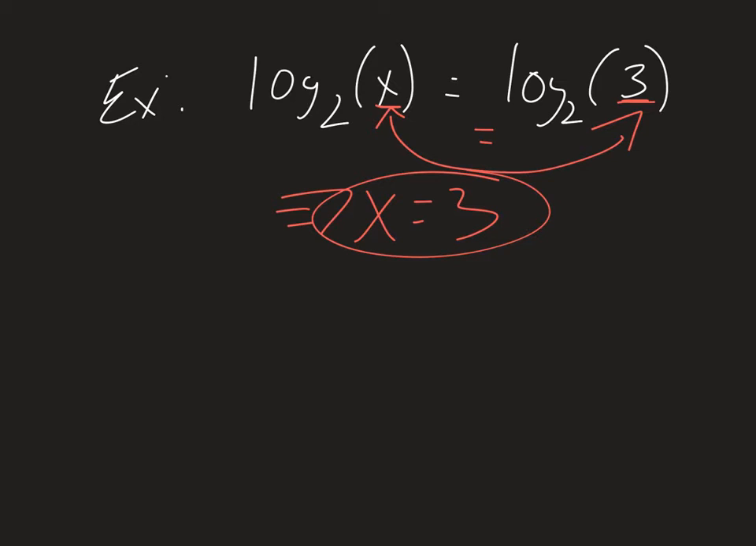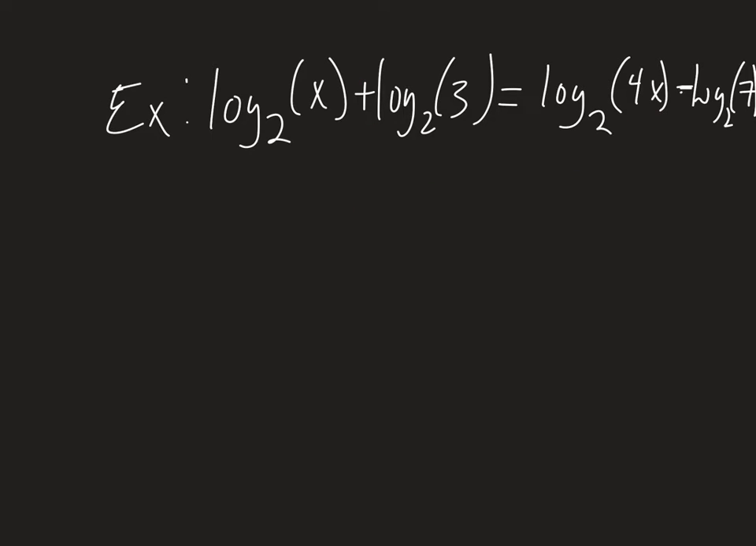It won't work for all of them, but if I have equations involving logarithms on both sides of the equation, this is the governing thought. So let's take a look at a slightly more complicated example. Let's say we have log base 2 of x plus log base 2 of 3, and that's going to be equal to log base 2 of 4x minus the log base 2 of 7.